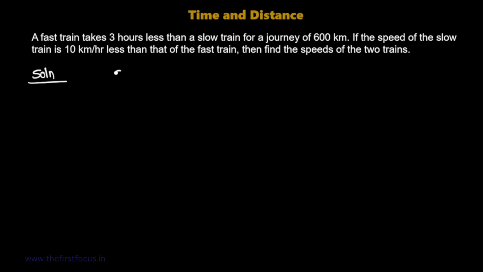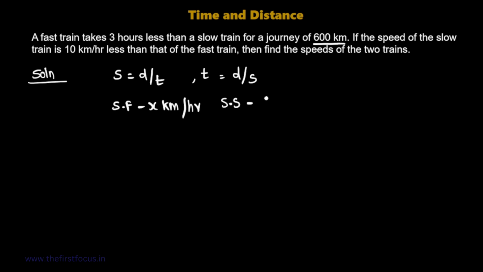We know that speed is equal to distance by time taken, and time is equal to distance by speed. So here they have given the distance of 600 km and the speed of fast train be x km per hour and the speed of slow train be x minus 10 km per hour, because it is given that the slow train is 10 km per hour less than the fast train, so x minus 10. Then the fast train takes 3 hours less than the slow train for a journey.